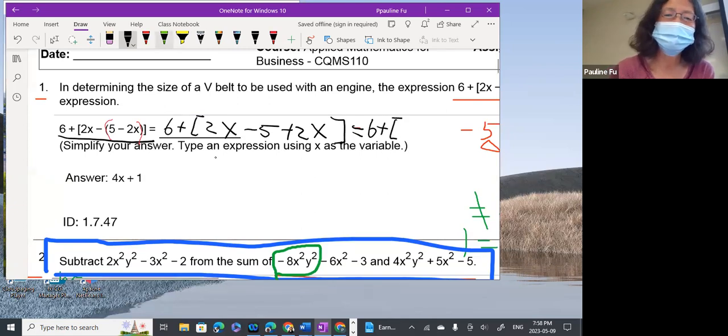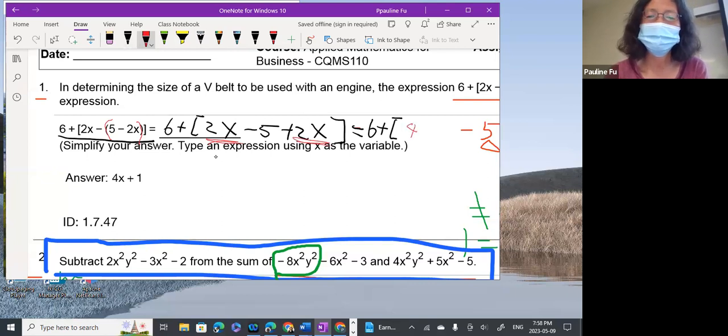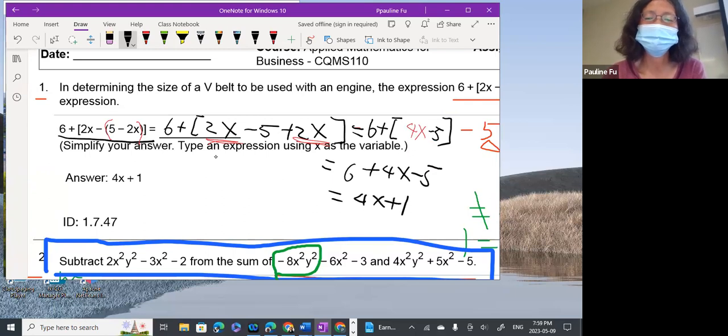Okay, so 2x plus 2x is 4x. Then copy down minus 5. And now you take away the bracket, and simplify the result. There are many other ways to do it. This is just one way. As long as you can get 4x plus 1, or 1 plus 4x, you are correct.